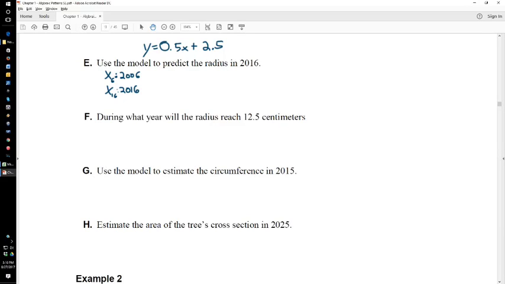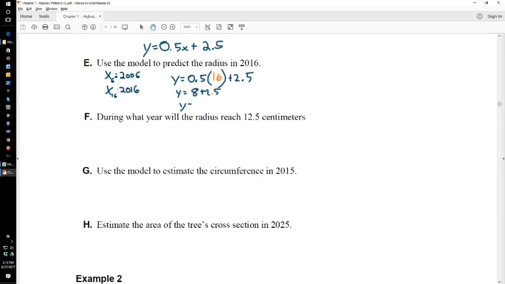Alright, so what we're going to do is plug in 16 for x. So y equals 0.5 times 16 plus 2.5. What's 0.5 times 16? It is 8.